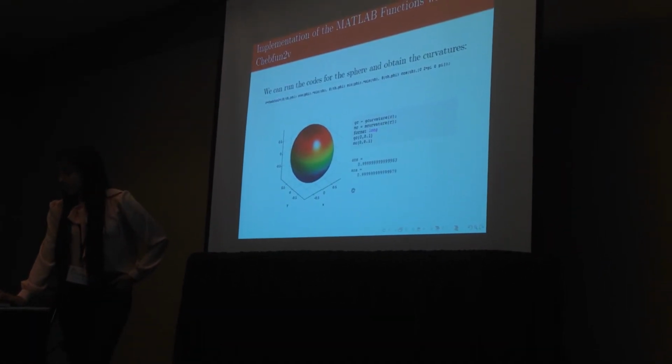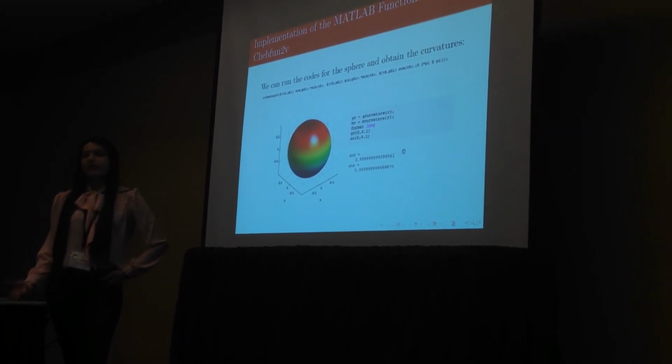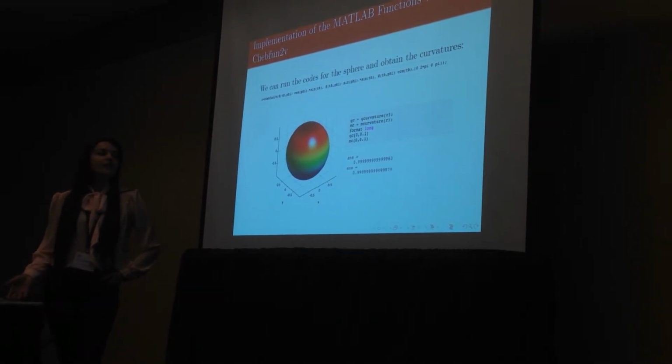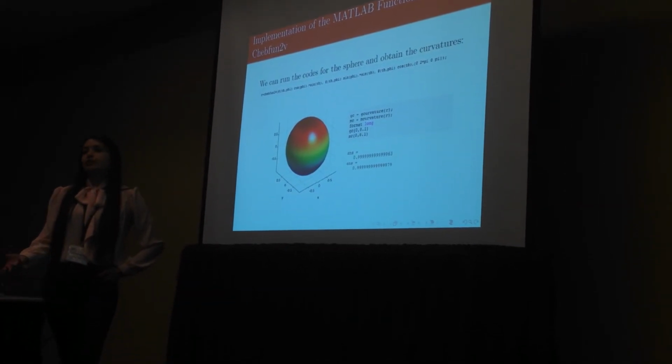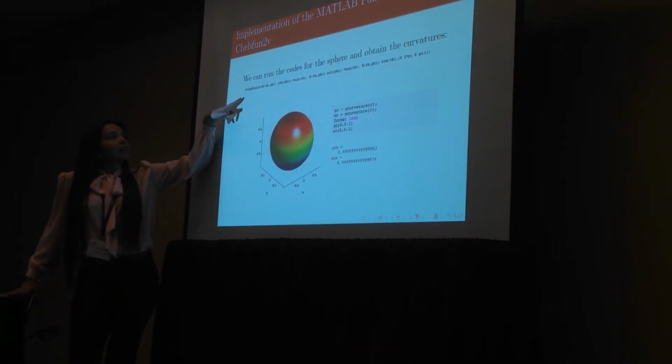So here is just an example. A sphere is a good way to test this out at first because it has constant curvature. So if the radius of the sphere is 1, its curvature should be 1. So here's just the instantiation of that in Chebfun2v.